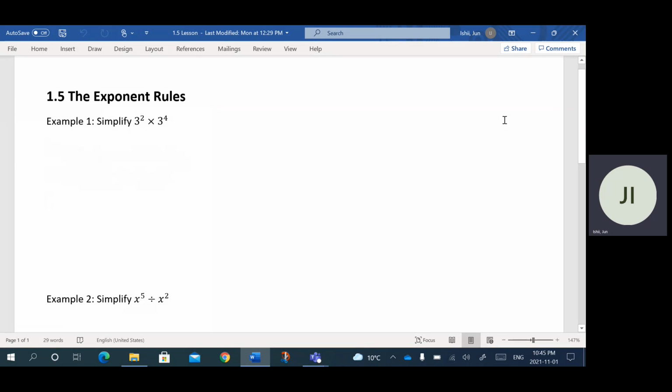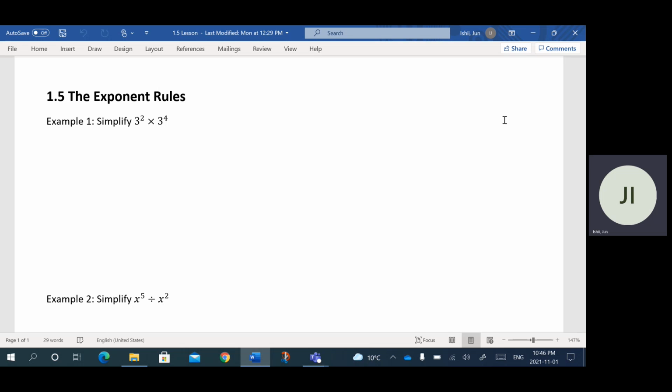Okay, so in this video, I'm going to be going through what we call exponent rules. We're going to be dealing with exponents, and there are certain rules that apply when we are multiplying, dividing, and also raising exponents to other exponents. The first thing I want to go through is this first example here.